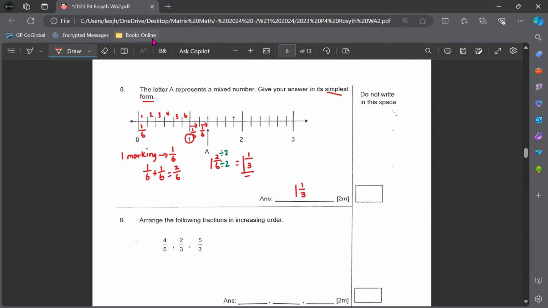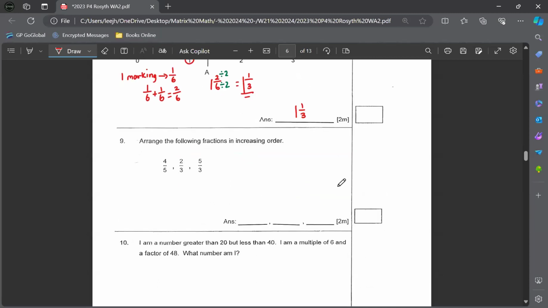Question number 9. Arrange the following fractions in increasing order. So you go from small to big. If you look at all this, 5/3 is an improper fraction. So you convert this to a mixed fraction, it will be one whole, 2/3. So definitely you know this is the greatest of all. But if you compare this and this, which one will actually be smaller? 1/5 is very, very close to one whole already, which makes 2/3 the smallest fraction. So although it's 2/3, right?